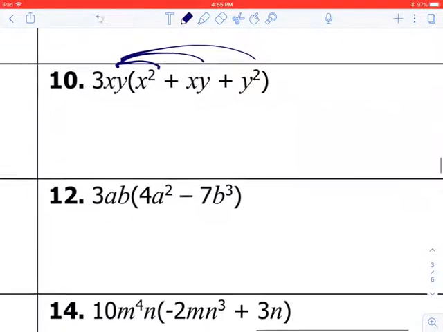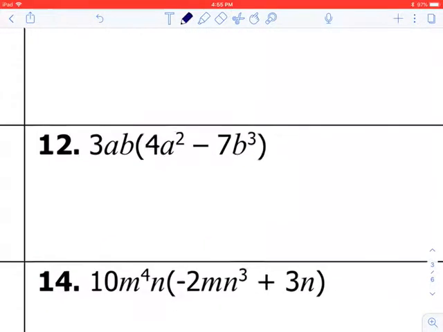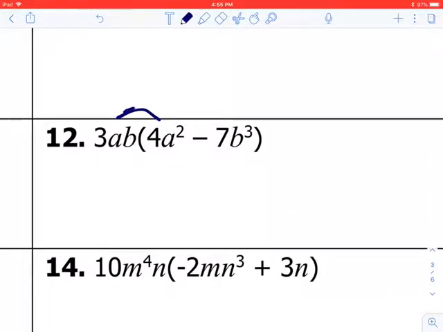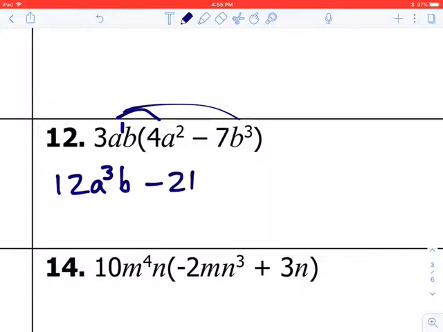So let's actually look at number 12 instead. So 3ab times both of these. So 3 times 4 is 12. And then I've got a to the first, a to the second, so that's a total of 3. And then b stays the same, just b. Then 3 times negative 7 is negative 21. Again, a doesn't multiply by anything, so that stays the same. And then 1 plus 3 is 4, so b to the fourth.